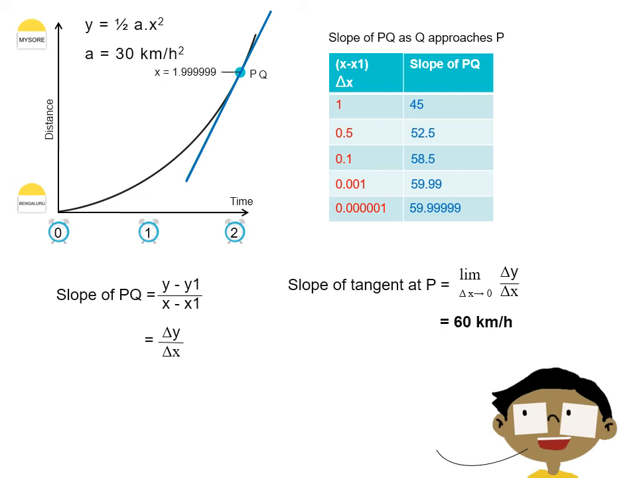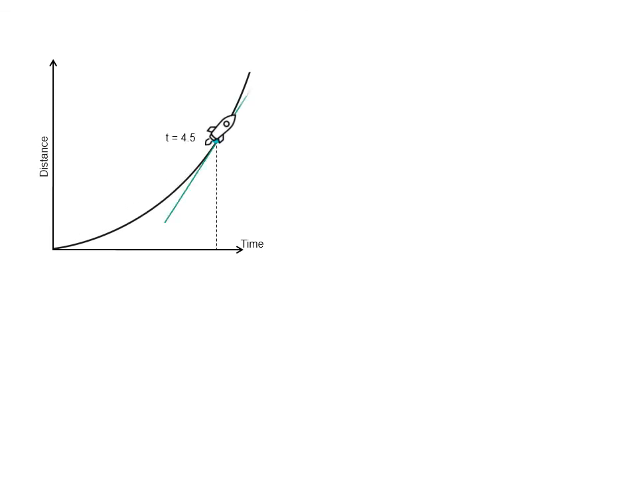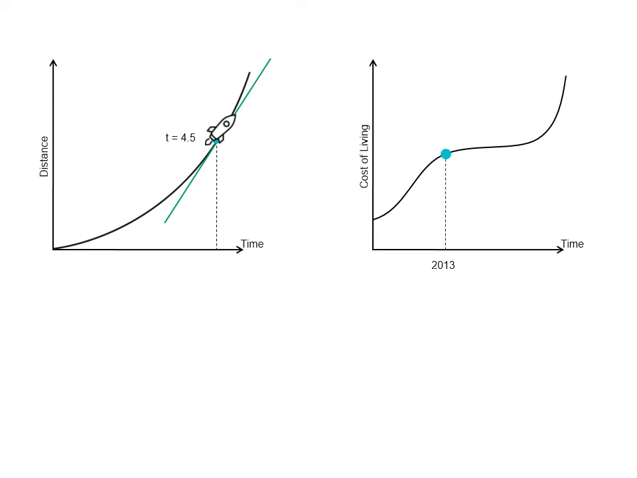It's actually incredibly useful. Say you're a scientist at ISRO and you want to work out the speed of a rocket you launched, at 4.5 seconds after launch. You would have to work out the slope of the tangent 4.5 seconds after launch. Or you're an economist with the RBI and you want to work out the rate of inflation at a point in time. You would again use differential calculus and the idea of limits to work out the rate of change at that point in time.